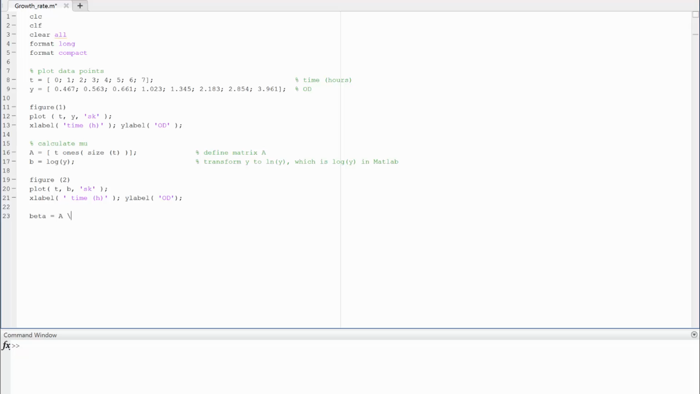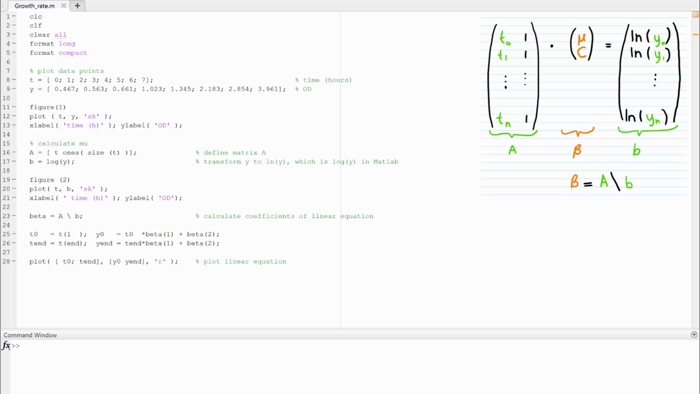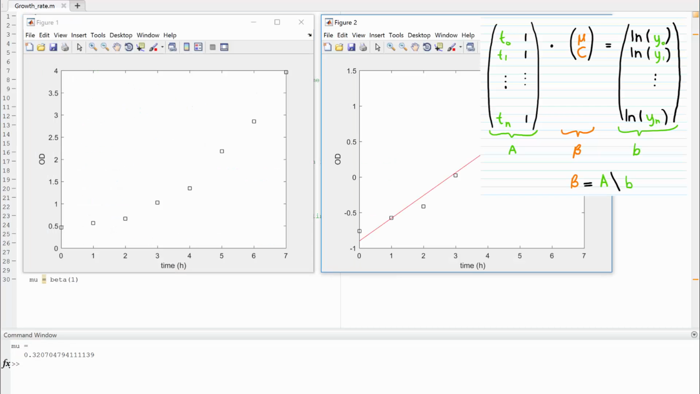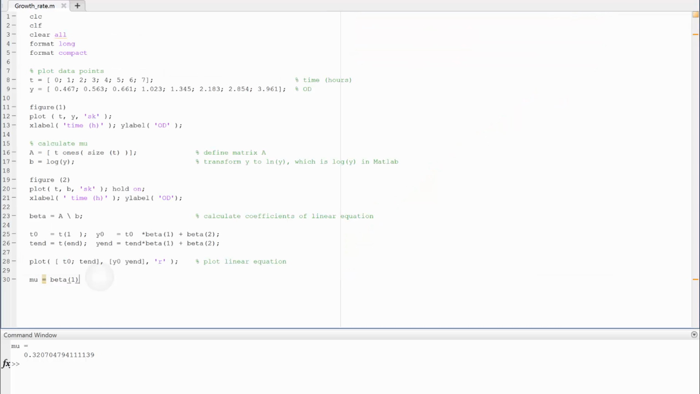We find the unknown coefficients mu and c by calculating A over B. We can plot the relation by writing out the first and last point of the line and plotting a line between them with this notation. This way we find that the growth rate of the microorganism is 0.32 per hour. But we still have to include the error in our calculation.